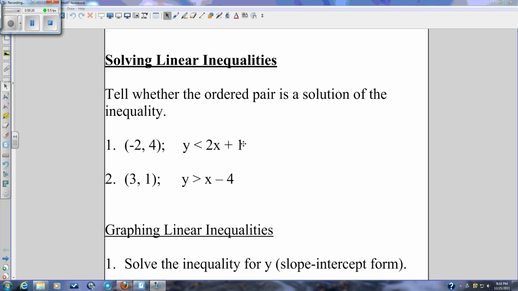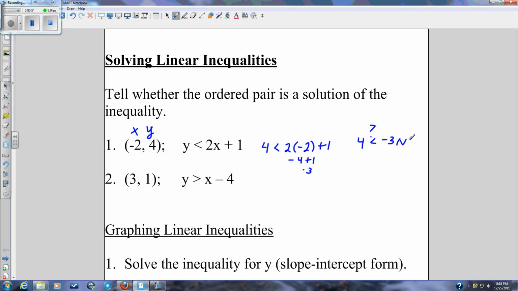It says tell whether the ordered pair is a solution of the inequality. So you're given values for x and for y, and we want to plug them into our inequality. So we want to say, is 4 less than 2 times negative 2 plus 1? 2 times negative 2 is negative 4. Negative 4 plus 1 is negative 3. And is 4 less than negative 3? The answer is no. So negative 2 comma 4 is definitely not a solution of that inequality.